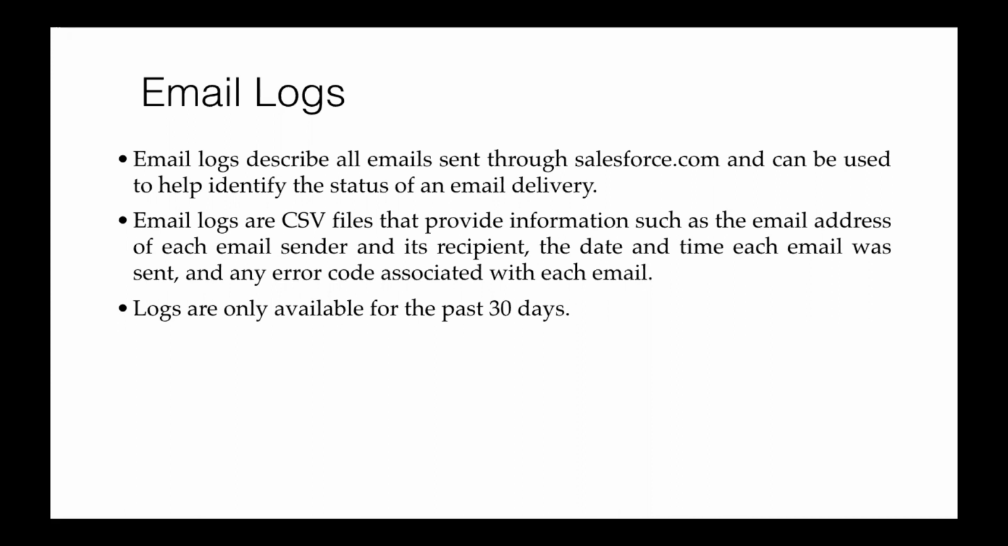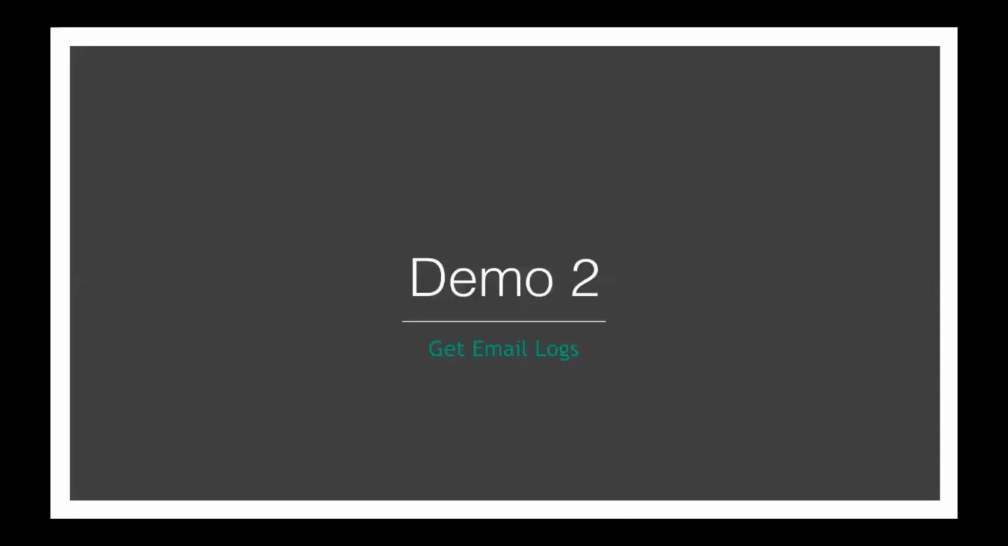In email logs, what we basically get is a CSV file with the timestamp of what time we sent the email, who the user was, or what the email address was from which we sent the email, and some additional details. So let's see how we can enable the debug log and how we get that debug log.